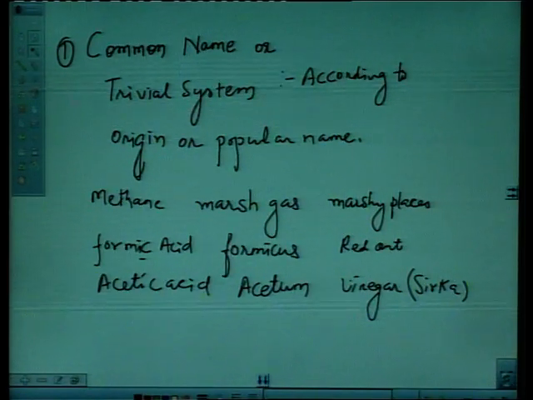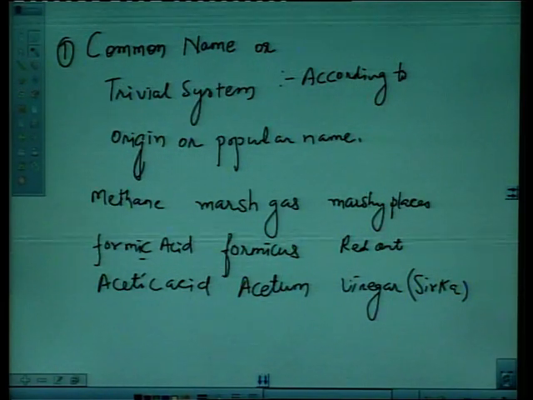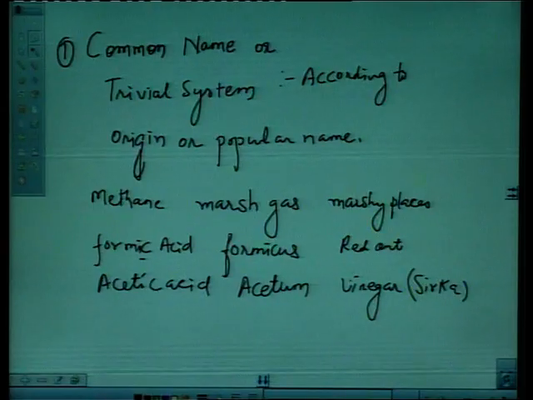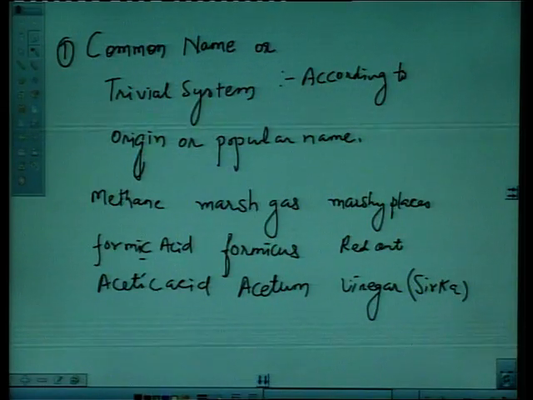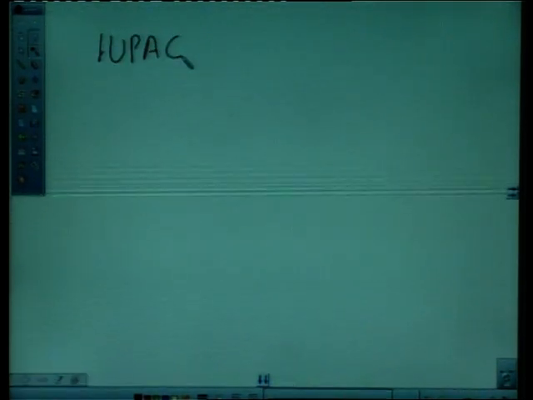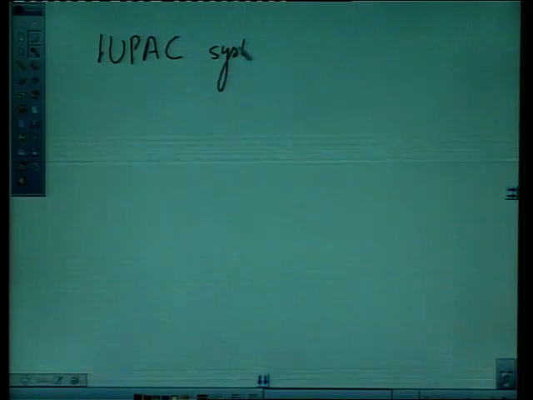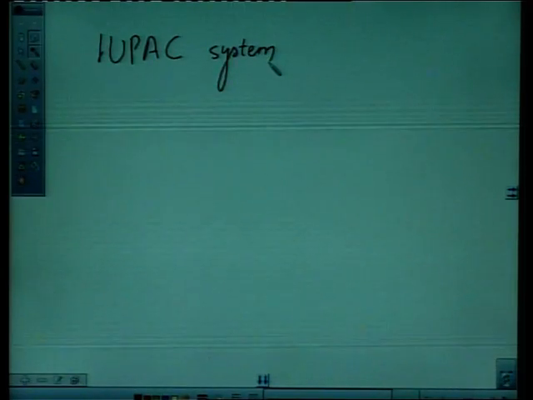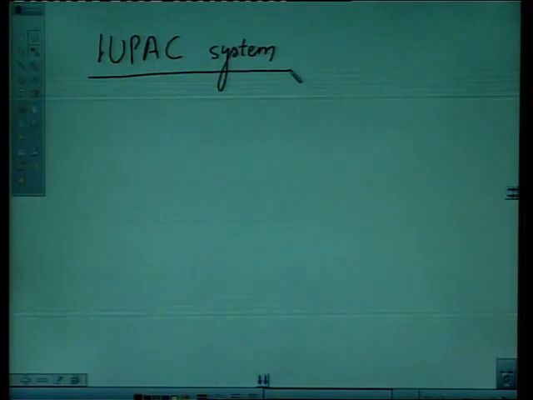Likewise, common names are given to compounds according to their popularity or origin. Where the origin or popular name in some country is used, that is the common name, or this is called the trivial system. Another system is the IUPAC system, in which the name is given according to specific rules.